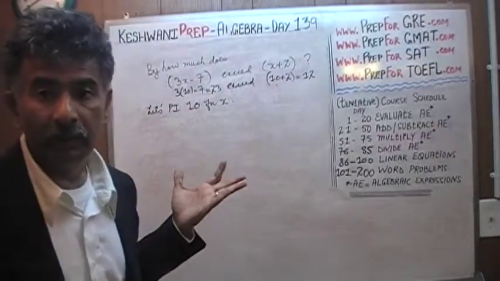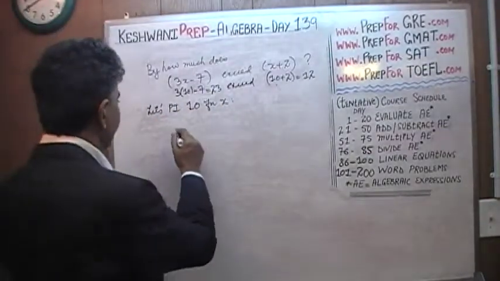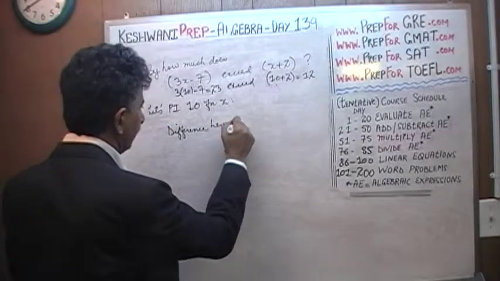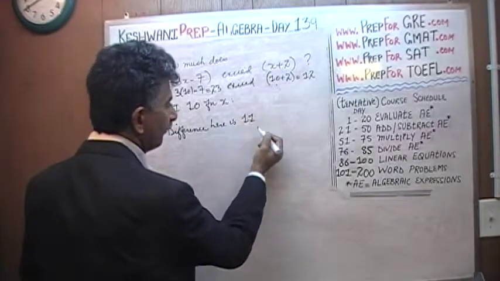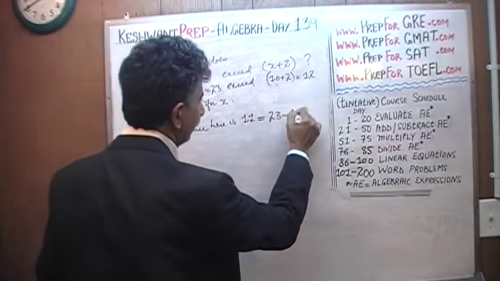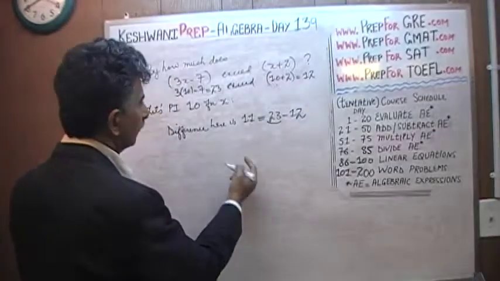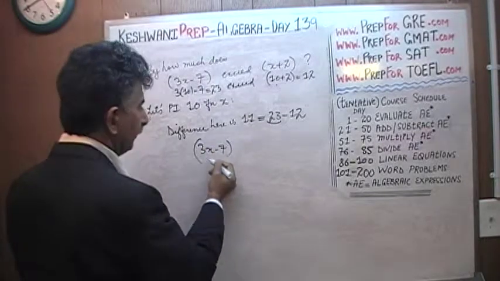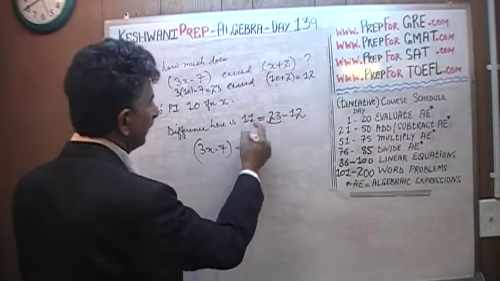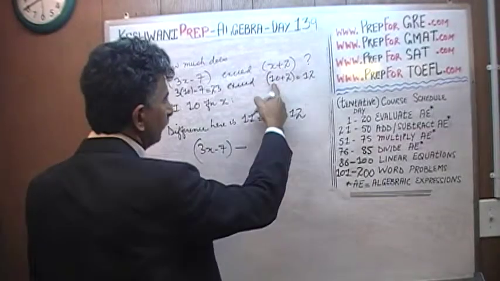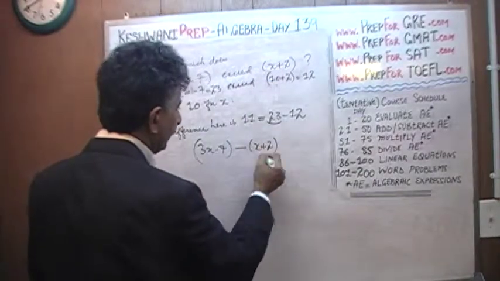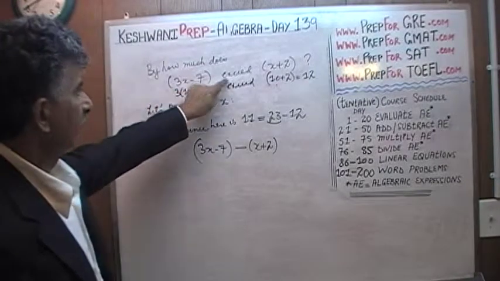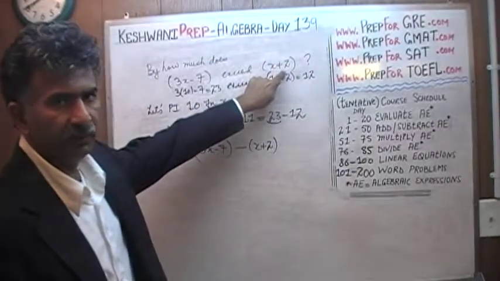That's all. Where did the 11 come from? It came from the difference here, 11. Where did it come from? It came from 23 minus 12. What does 23 represent? 23 represents this guy, 3x minus 7. We take that quantity, which is 23, minus this quantity, x plus 2, which is your 12. And there is your answer. By how much does 3x minus 7 exceed x plus 2? The answer is, it exceeds by this amount.